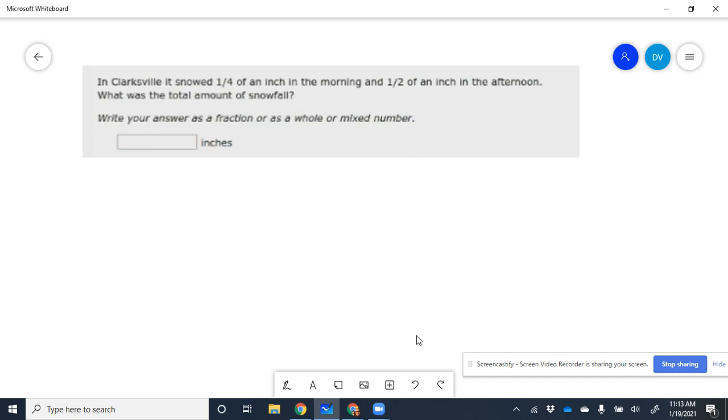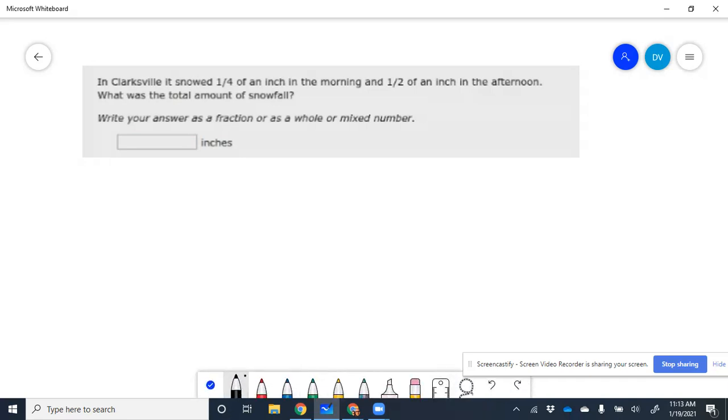Okay, we're going to add fractions again here. It says that in Clarksville, it snowed 1/4 of an inch in the morning and 1/2 of an inch in the afternoon. And they want the total amount of snowfall. So we're going to add fractions. Let me write what they just said.